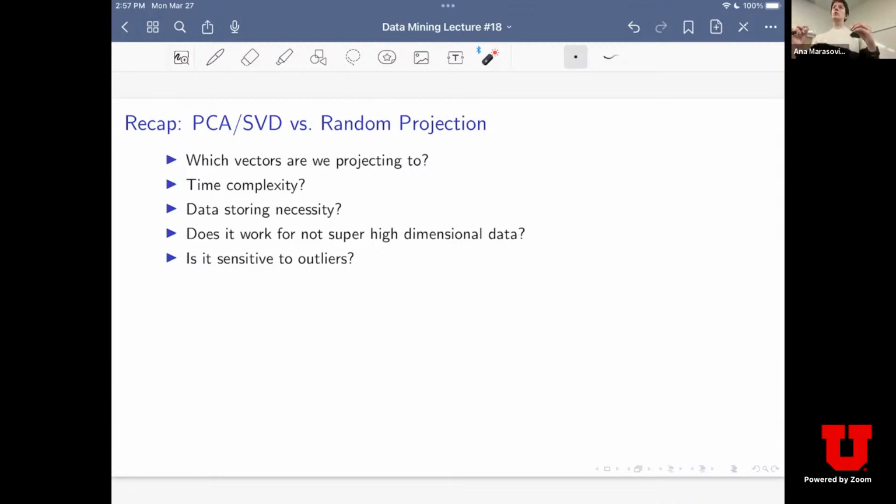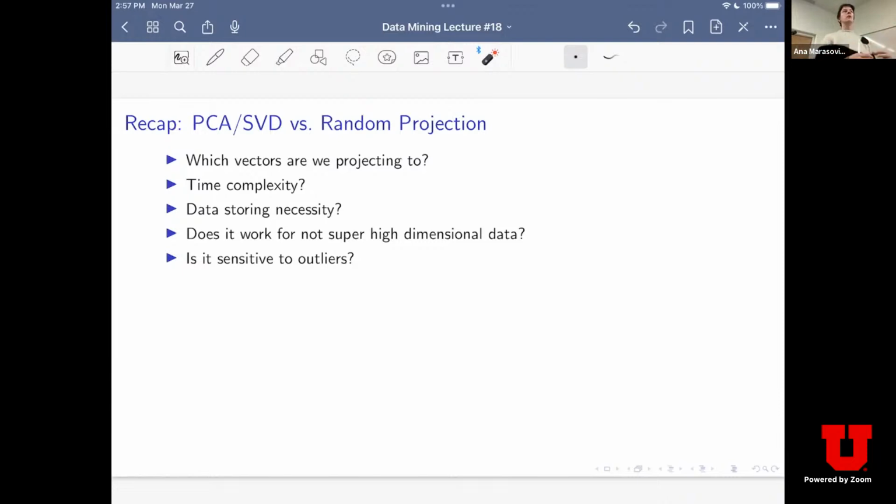So the directions we are choosing, depending on how we calculate PCA, either come from the eigen decomposition, so they are eigenvectors, or if we use SVD, they are the right or left singular vectors. In any case, they are way more meaningful than these randomly drawn vectors. They really represent what's important in the data.